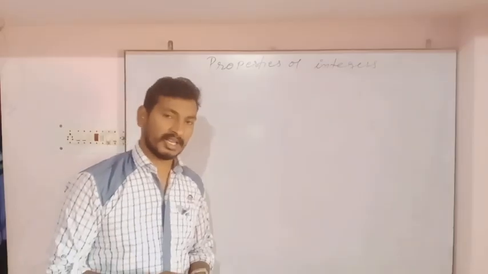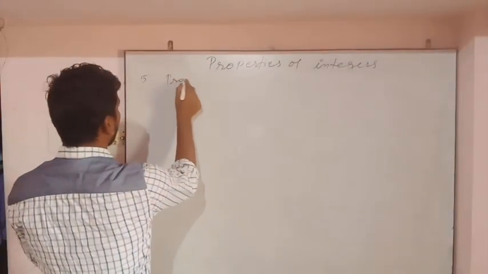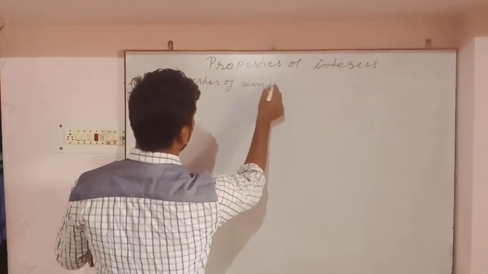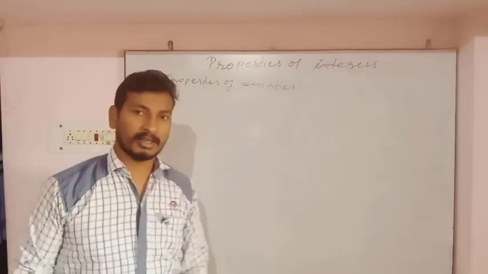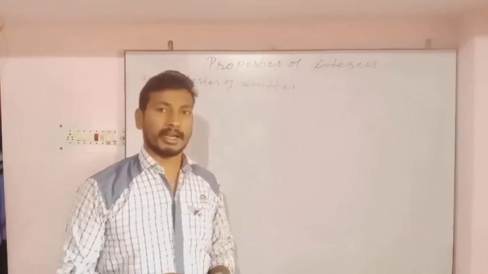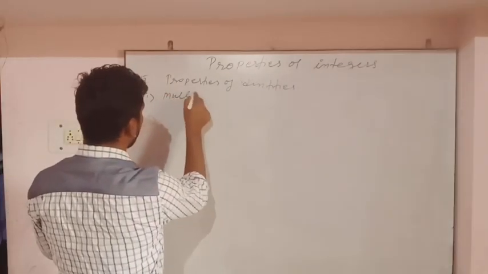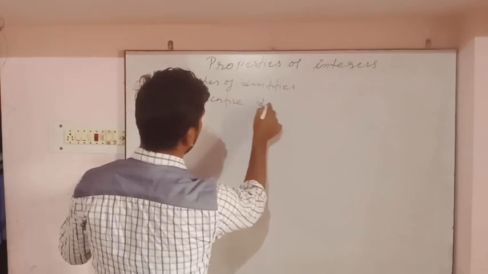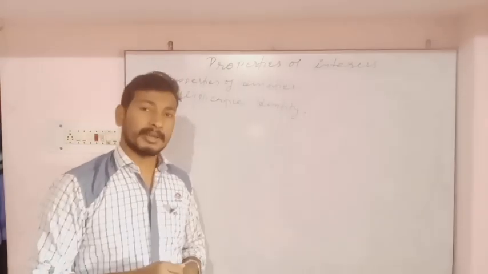Now there is last property left, properties of identities. So there are basically two properties of identities. First is multiplicative identity and second is additive identity. So multiplicative identity. So identity means same thing.